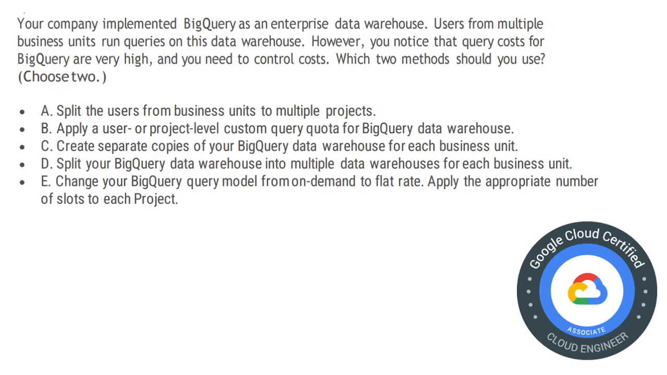Moving on, your company implemented BigQuery as an enterprise data warehouse. Users from multiple business units run queries on this data warehouse. However, you notice that query costs for BigQuery are very high and you need to control cost. Which 2 methods you should use? First is option B, that is apply a user or project level custom query quota for BigQuery data warehouse, and the other is option E, change your BigQuery query model from on demand to flat rate, apply appropriate number of slots to each project.